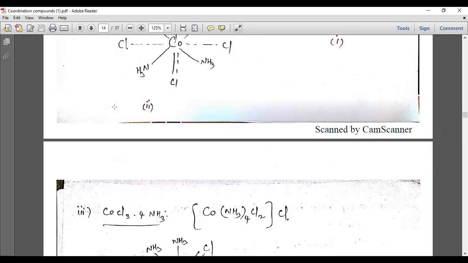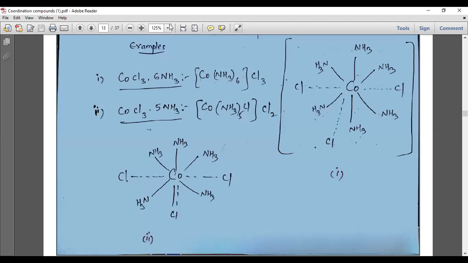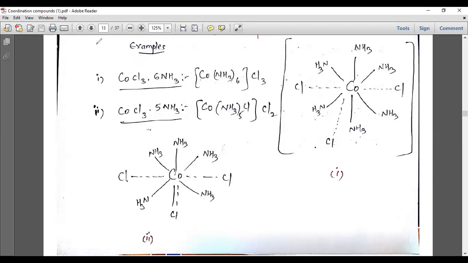So see here, how to draw this particular structure? See here, Co(NH3)6, and this is our secondary valency, and this is our primary valency. The primary valency is always outside the coordination sphere. So how do we write this primary valency? You write it only with a dotted line. You can observe here, these 3 chlorines are indicated with dotted lines like this, because they are primary valency, there is no specific geometry.